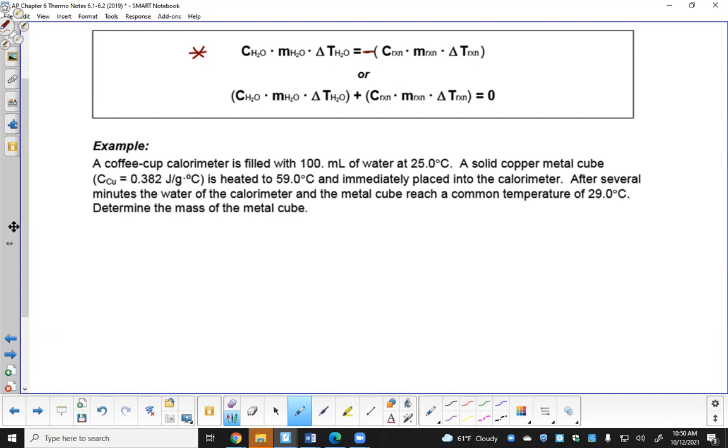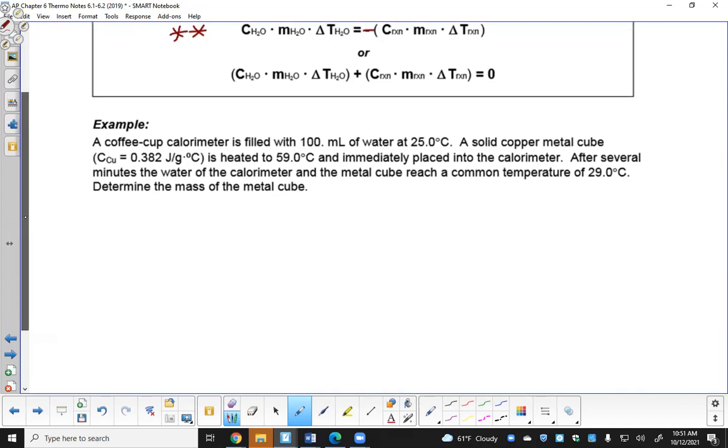So let's do this. I'm going to use this equation for solving that problem. I'm going to do the water on one side and the copper on the other side. So 100 milliliters of water, 4.5. It's 100 milliliters. I'm going to assume that the density of water is 1 gram per 1 milliliter, like it was in the previous problem or a couple problems ago. I'm going to say that's 100 grams of water.